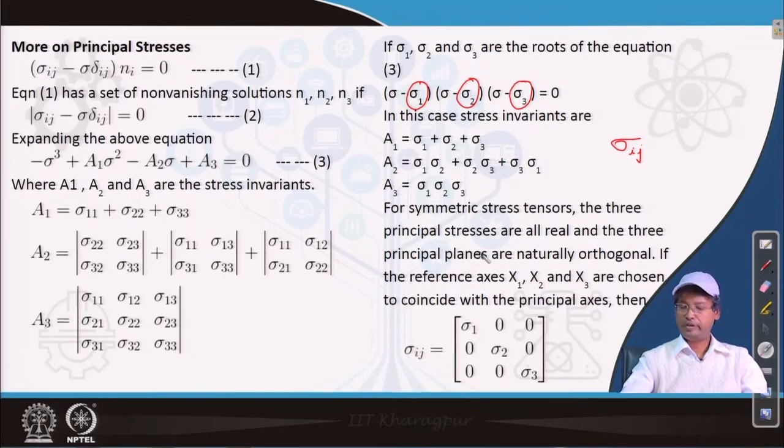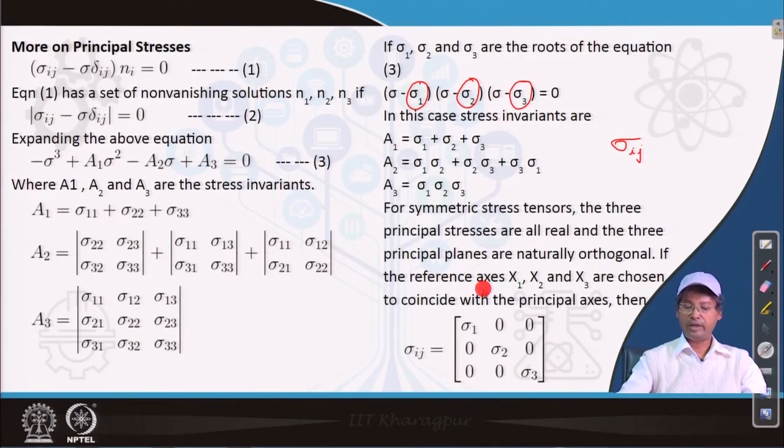Hope to some extent I have made it clear. For some symmetric stress tensors, the three principal stresses are all real and the three principal planes are mutually orthogonal. Just now I have said that it has to be mutually orthogonal following the Cartesian coordinate system. That is ensured in the derivation with the help of the Lagrange multiplier.